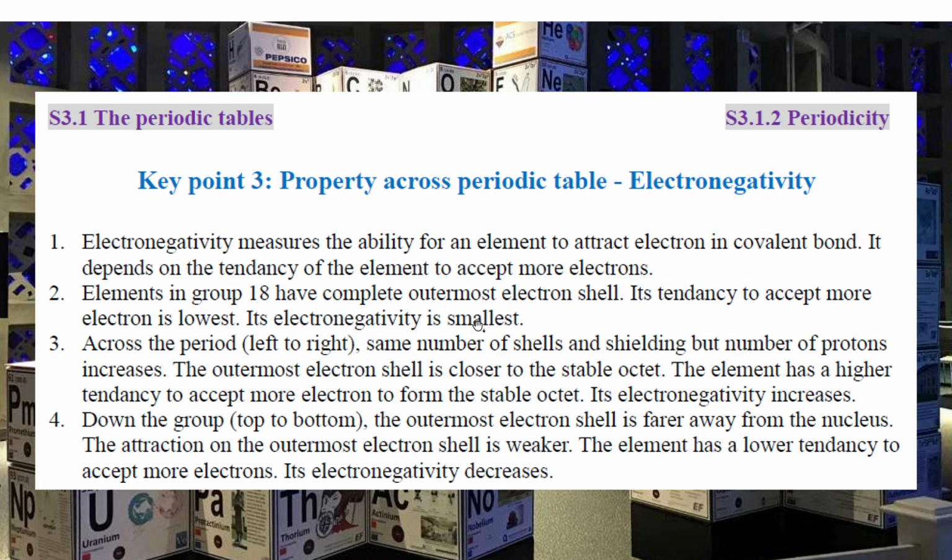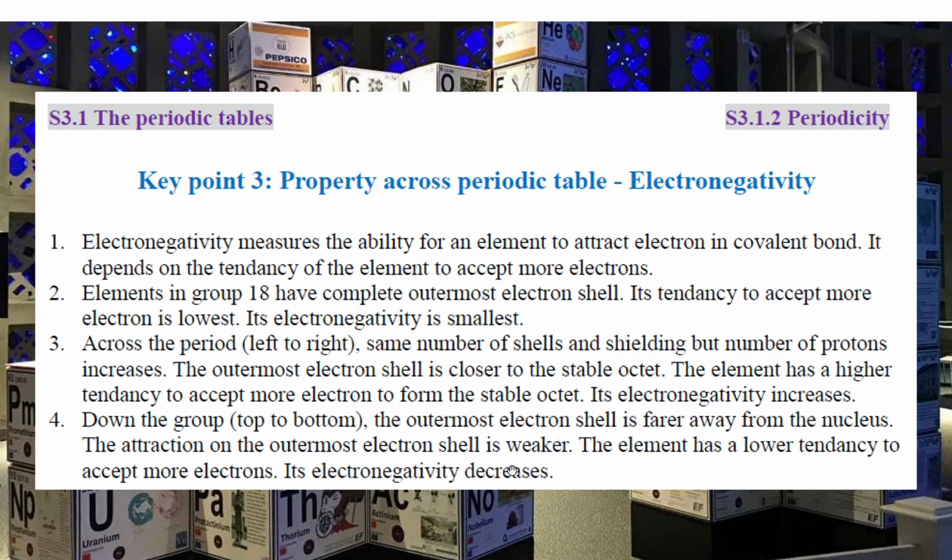And across the period from left to right, remember the rules: the same number of shells, the same shielding, but the number of protons increases. So the outermost shell electrons are closer to the nucleus, and the element has a higher tendency to accept more electrons to form a stable octet. So electronegativity increases. But down the group, what happened? Far away from the nucleus, so the attractive force decreases, so less tendency to accept more electrons.